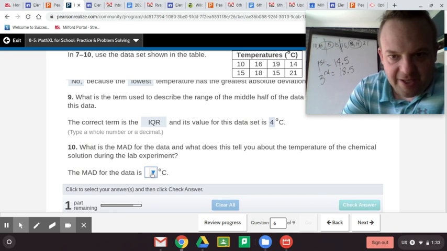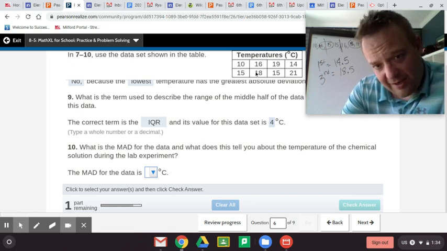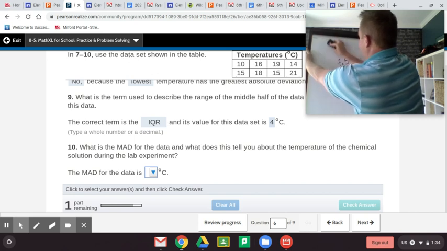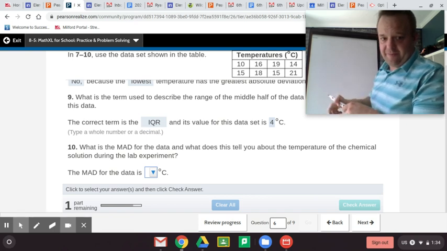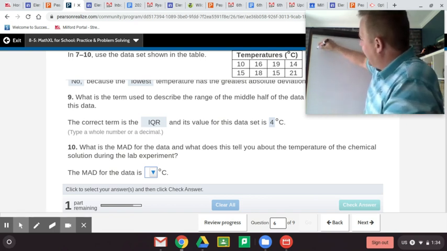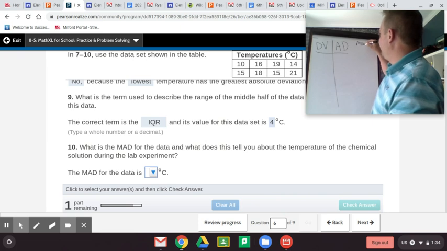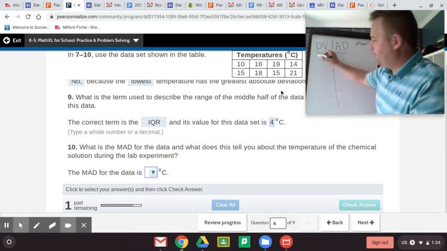And now the MAD for the data. Oh boy, what did we say? Okay, so we said, guys, that the mean was 16, right? So now here's my suggestion. What you do to find the mean absolute deviation is this. Ready? Here we go. The data values and then the absolute deviations. The mean for me is 16. So set this up on your paper.